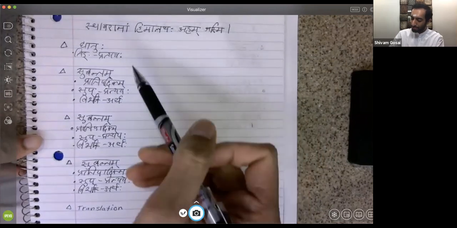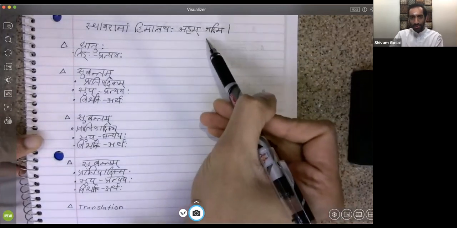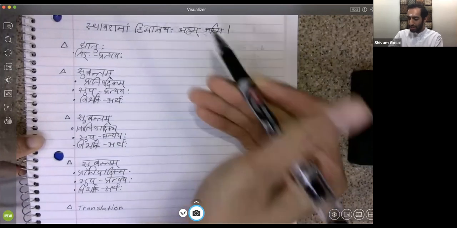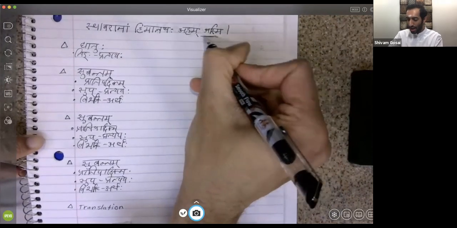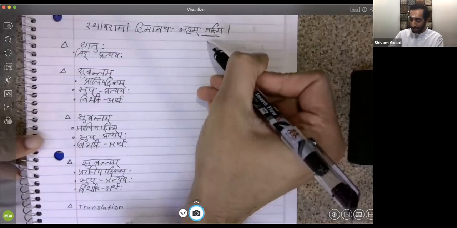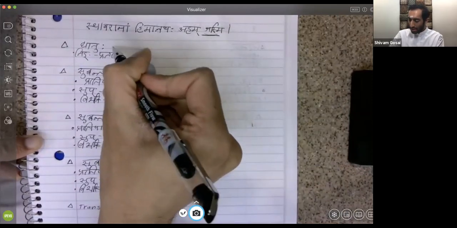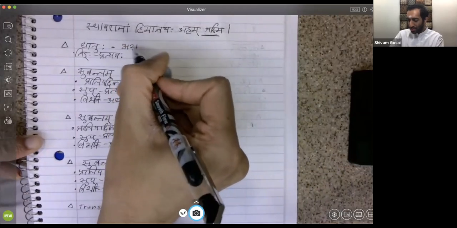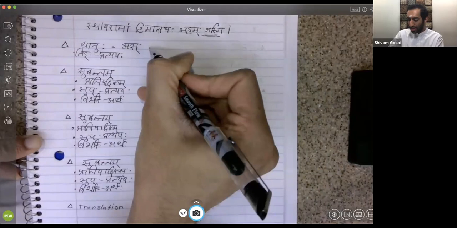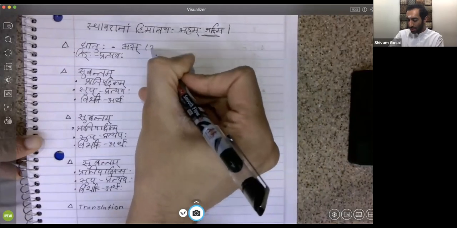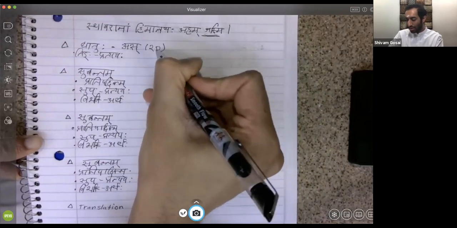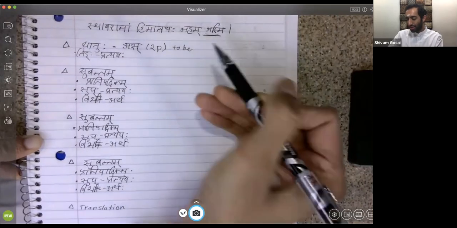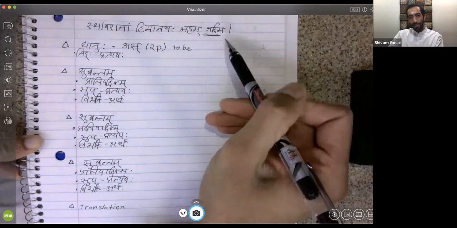So here the dhatu, the Tingantam, is asmi. Asmi is not a 1P or 1A, so we need to look at it a bit carefully. Asmi is dhatu as. Now this is very common, so it's worth noting. As is 2P, 2B.